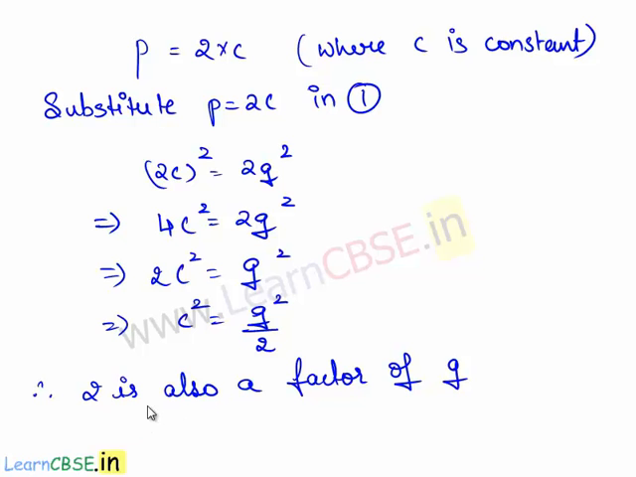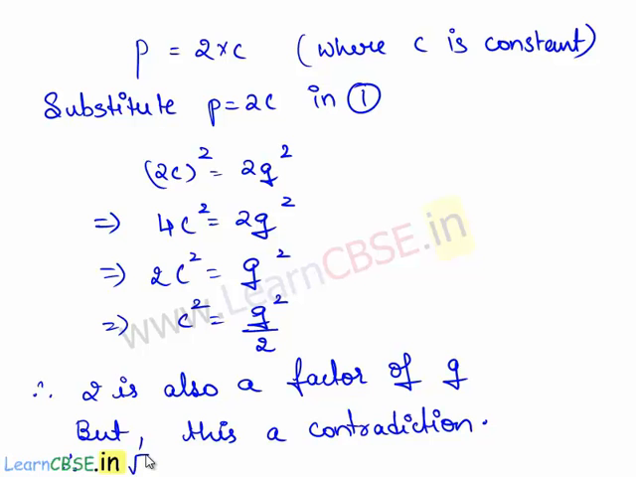Hence, we have obtained two statements: 2 is a factor of p and 2 is also a factor of q. Therefore, p and q have 2 as a common factor. But this is a contradiction, because we have assumed in the beginning that p and q are two integers and also co-primes. Therefore, the obtained contradiction is due to our wrong assumption that root 2 is a rational number. Therefore, root 2 is an irrational number.